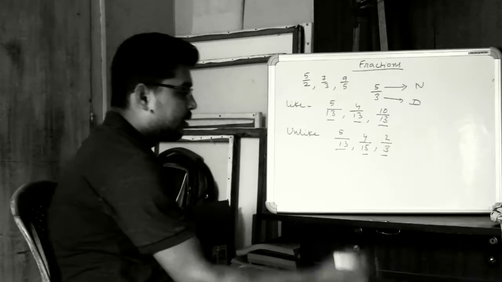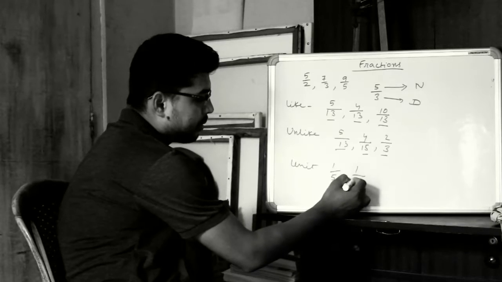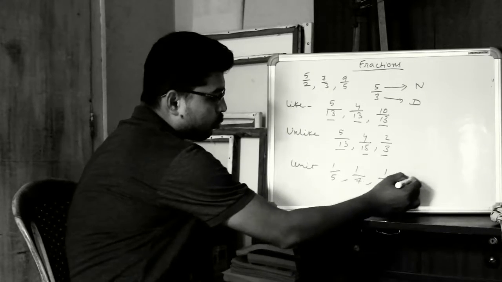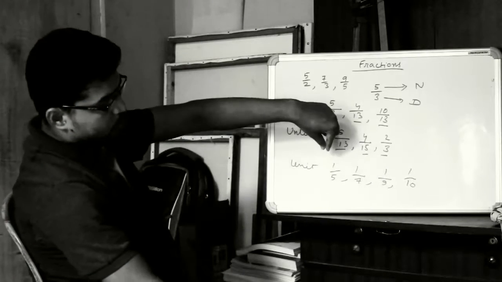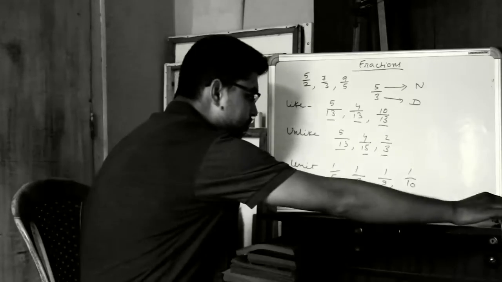And unit fraction. If 1 by 5, 1 by 7, 1 by 9, 1 by 10, if the numerator is 1, then that fraction is called a unit fraction.